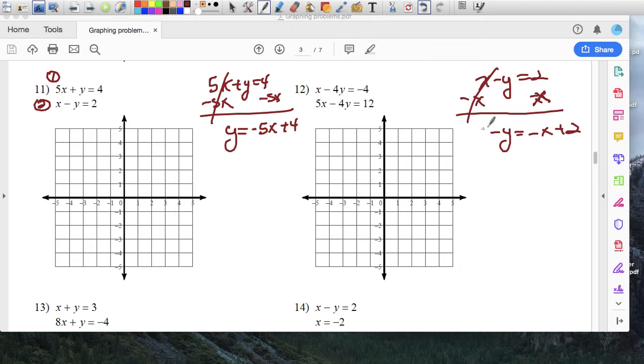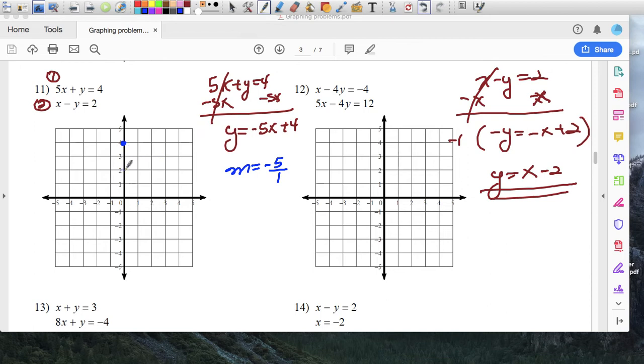So now I can use that information to plot. So let's go to the first graph. The y-intercept is positive 4. The slope is negative 5. I'm going to put it over 1. So it's 5 down and 1 to the right. 1, 2, 3, 4, 5, and 1 to the right. So you can tell it's a negative slope, so it has to go down from left to right. Right, so it goes that way. That's my line, y equals negative 5x plus 4.